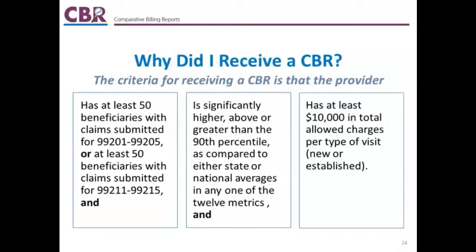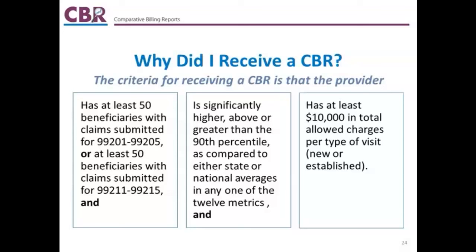The family practice provider must have at least 50 beneficiaries with claims submitted for codes 99201 through 99205, or at least 50 beneficiaries with claims submitted for codes 99211 through 99215. And the provider's results must be significantly higher in any one of the 12 metrics. That's over the 90th percentile that we just discussed. And the provider must have at least $10,000 in total allowed charges per type of visit for new or established patients.